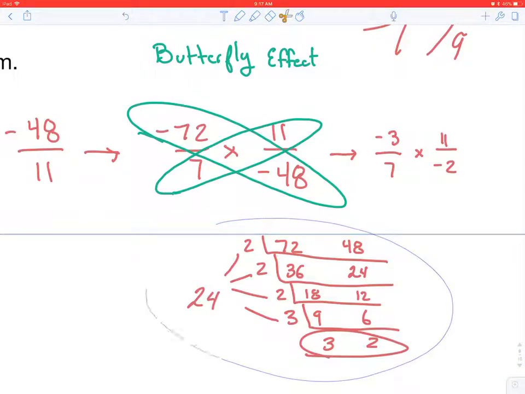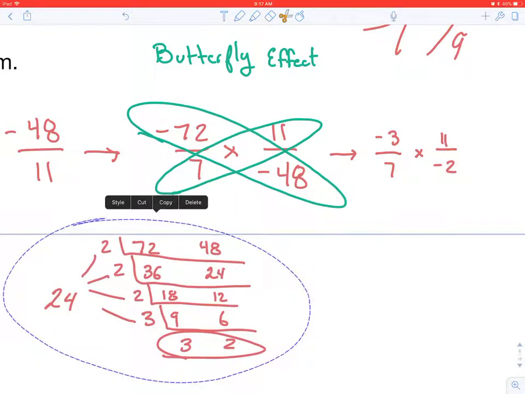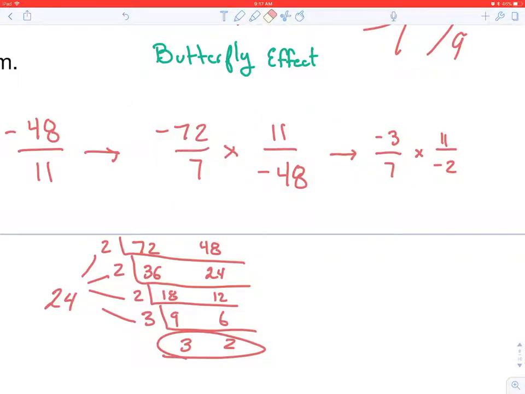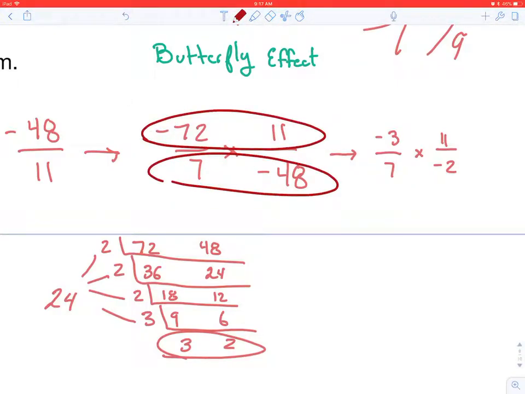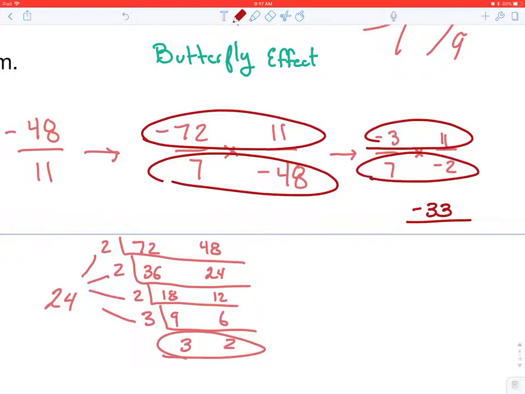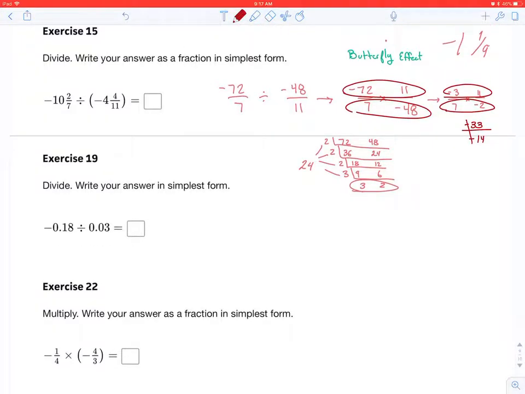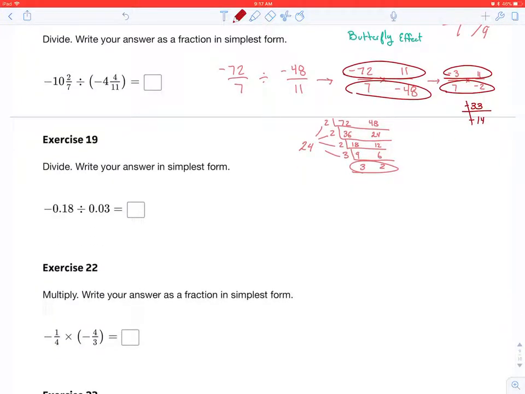And now that I've simplified that down, it makes my actual problem way easier because I'm not multiplying 72 times 11 anymore. That would have taken a while. And 48 times 7 would have given me huge numbers both on the top and the bottom to simplify. Now I just have to do negative 3 times 11, which is negative 33, over 7 times negative 2, which is negative 14. The negatives will cancel each other out. And then 33 over 14 will simplify into a smaller number. So hopefully that helps you out, that little butterfly effect trick. I know it's very helpful for me. You can do that any time you're multiplying fractions and their diagonal numbers simplify. That will always work.